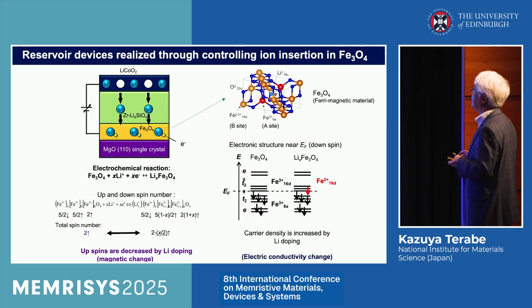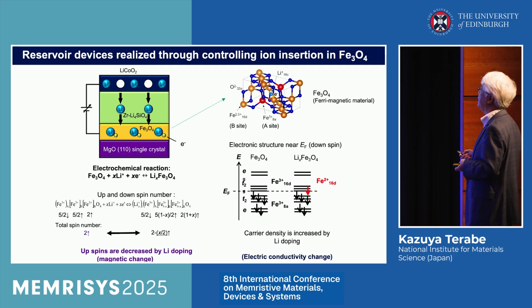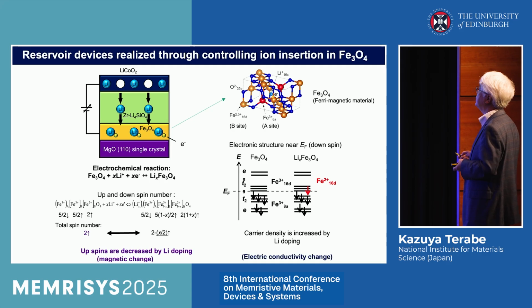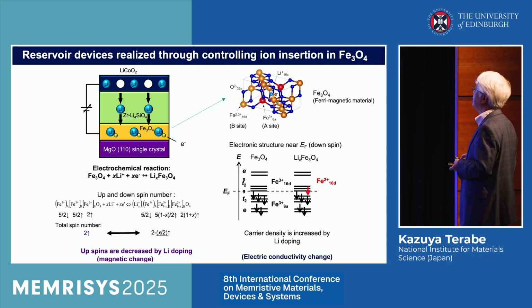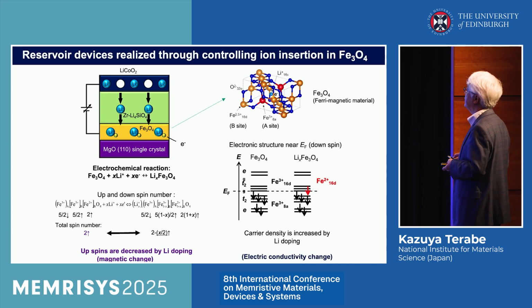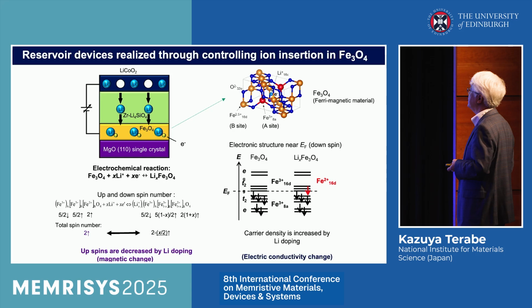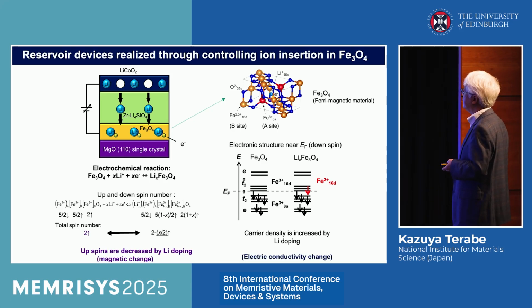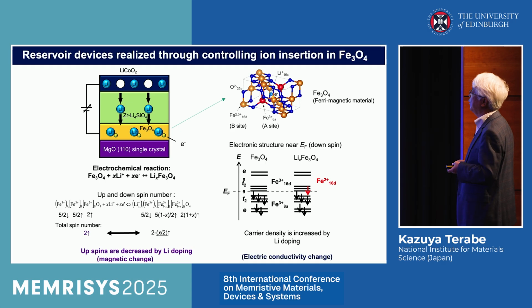This is also the electronic structure near the Fermi energy. This is magnetite and lithium doped magnetite. You can see that down spin is generated. It means carrier density is increased by lithium doping, so it means electrical conductivity changes by lithium doping.